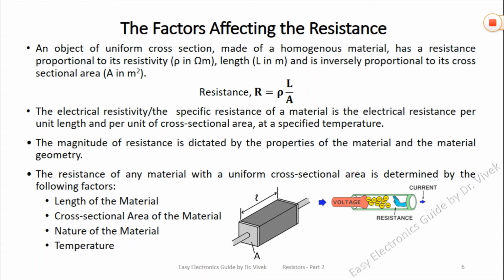We can reformulate the proportionality to equality by introducing a constant that is known as resistivity or specific resistance, which is designated with the letter rho. Rho is the electrical resistance of a material of unit length and unit cross-sectional area at a specific temperature.